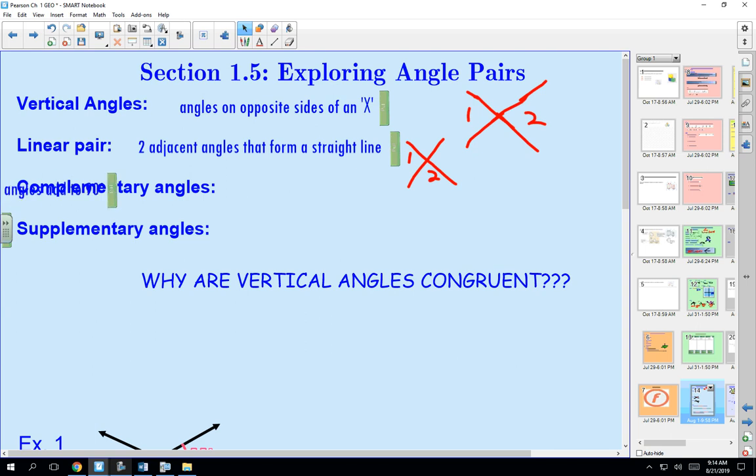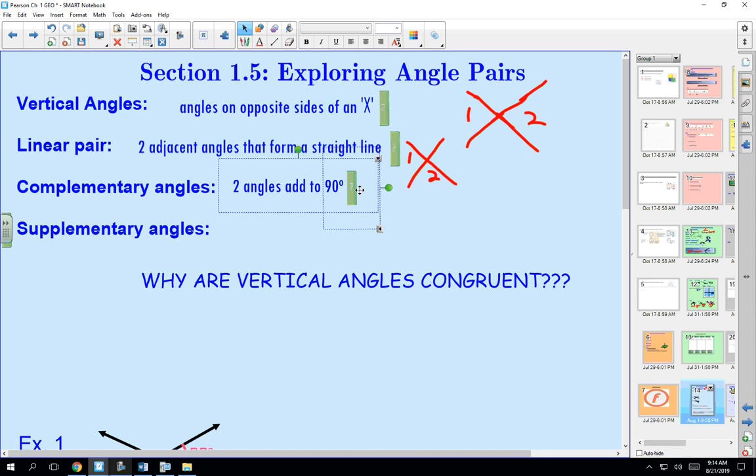And then complementary angles, two angles that add to 90. Supplementary, two angles that add to 180. That's it. So the complementary definition is a little more generic. They don't have to be next to each other. They don't have to be part of a right angle. They just are two angles that add up to 90. Supplementary, they don't have to be next to each other. They don't have to be a linear pair to be supplementary. But every linear pair is supplementary because they always add up to 180.